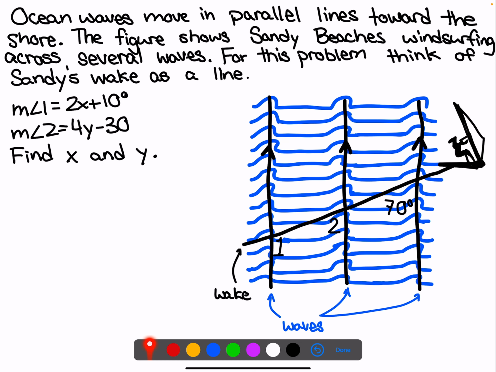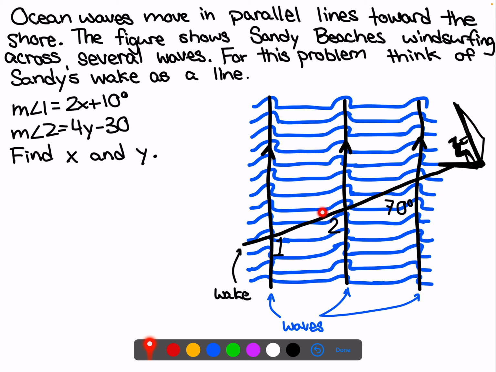Next up, go ahead and try this one out on your own. You can pause the video if you'd like. It says ocean waves move in parallel lines towards the shore. So we have these parallel lines of ocean waves, and they're moving towards the shore. The figure shows Sandy the beach windsurfing across several waves. For this problem, think of Sandy's wake as a line.